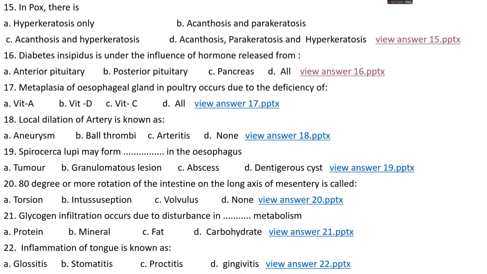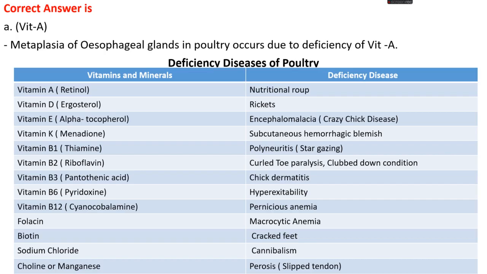Okay. Question number 17. Metaplasia of the oesophageal gland in poultry occurs due to the deficiency of option A, vitamin A, option B, vitamin D, option C, vitamin C, or option D, all. The right answer is option A, that is vitamin A. Metaplasia of the oesophageal gland in poultry occurs due to deficiency of vitamin A.